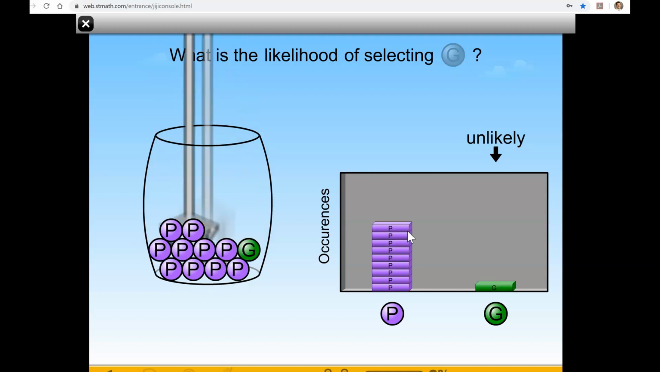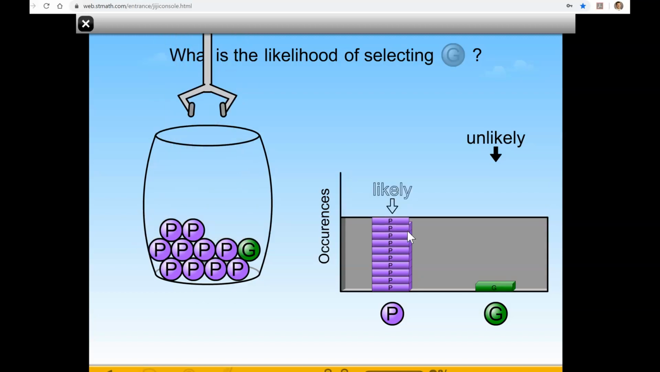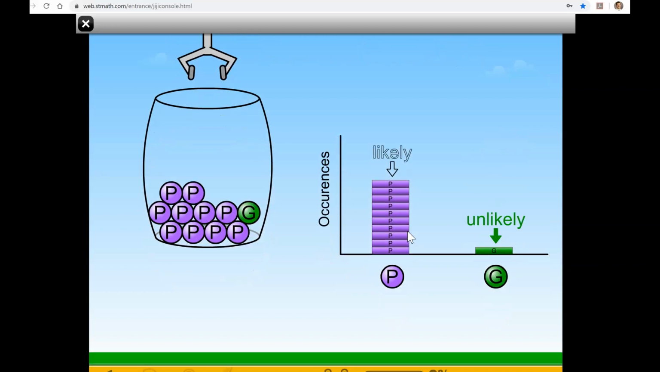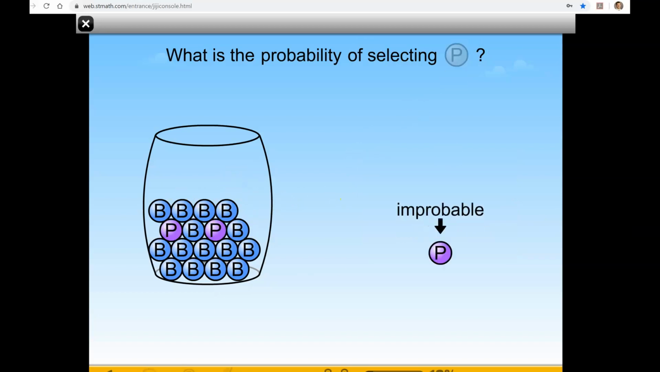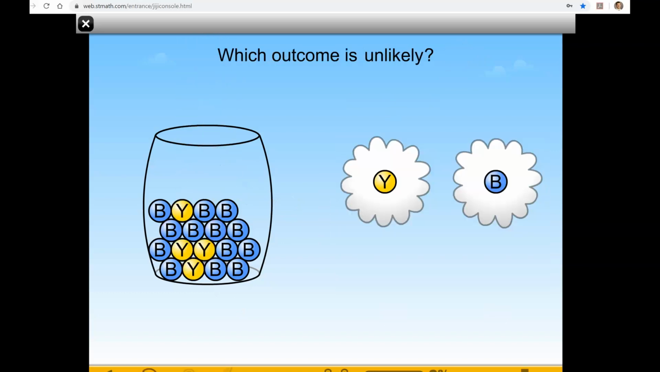As you see, the machine puts the marble back every single time, so the probability remains the same, right? If I were to remove one of those purple marbles and leave everything else the same, the probabilities would be changing. What's the probability of selecting P? It's, again, improbable because you have way more blue marbles than you do purple marbles.